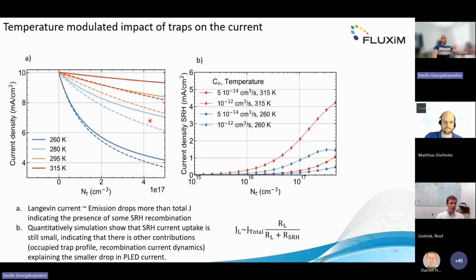And this also causes a deviation between the degradation of the current and the degradation of the emission intensity, because the total current is given as the sum of the SRH current and the Langevin current, but only the Langevin current leads to photon emission. So as the SRH current increases, for the same amount of current we have less recombination that results in photon emission. And we can see this when we reach high electron trap site densities. We see this divergence at the higher temperatures, whereas at the lower temperatures, the Langevin current and the total current stay more or less on the same level.